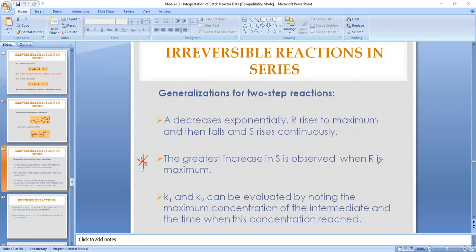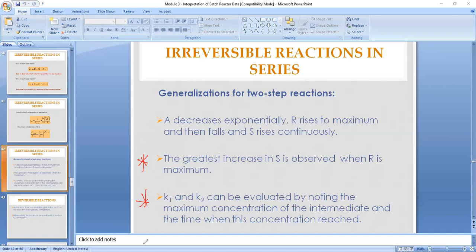R is our intermediate. Now, k1 and k2 can be evaluated or known by noting the maximum concentration of the intermediate and the time when this concentration is reached. This is the second significance of the two formulas that were shown to you.